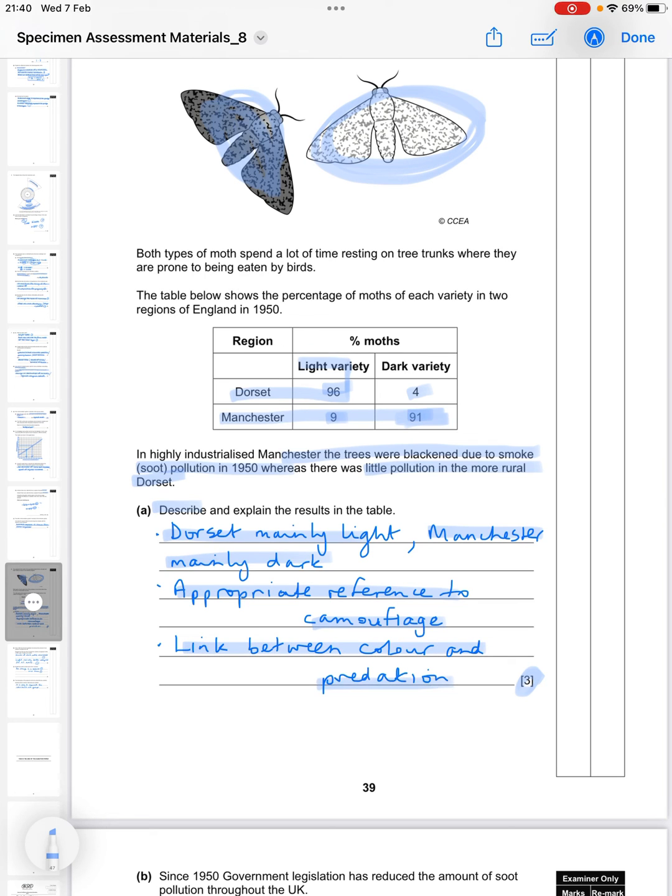And then a link between colour and predation. That means the ones which are better hidden are less likely to be eaten. So in Manchester, there are more dark ones because they are better camouflaged, so birds can't see them to eat them, and vice versa with the ones in Dorset.